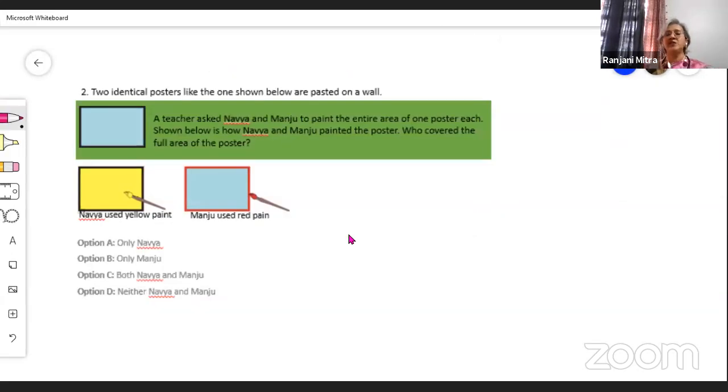Yes, children, read this question carefully before the poll begins. Two identical posters like the one shown below are pasted on a wall, right? And then the teacher asks Navya and Manju to paint the entire area of one poster each. Navya is painting like this. Manju is painting like this. So now, who covered the full area of the poster? Please answer on the poll. The poll is starting any second now. It has been launched. 30 seconds to answer this question.